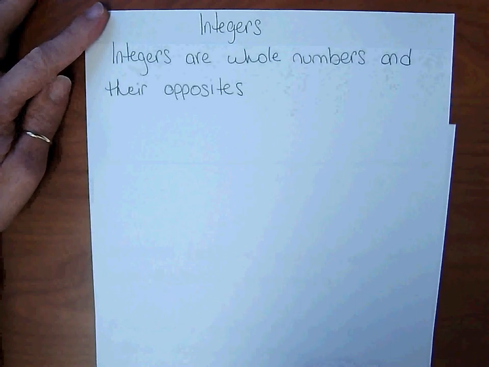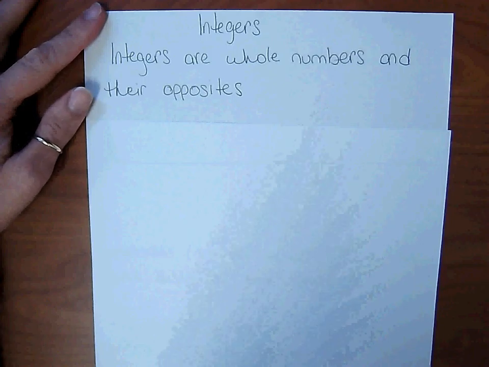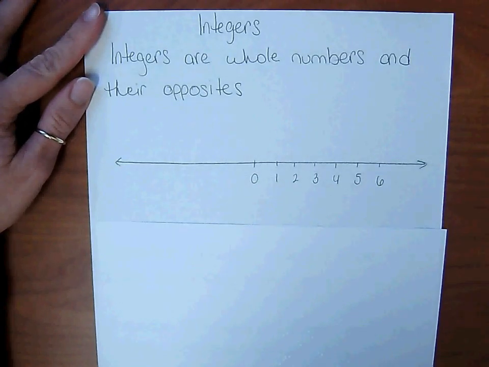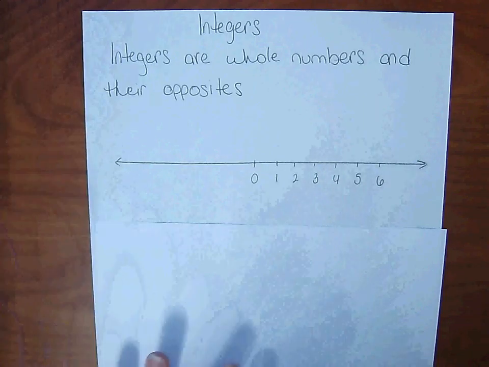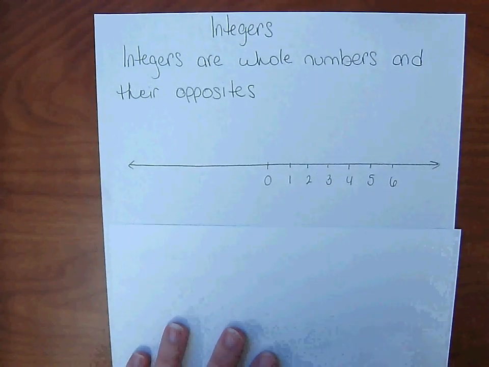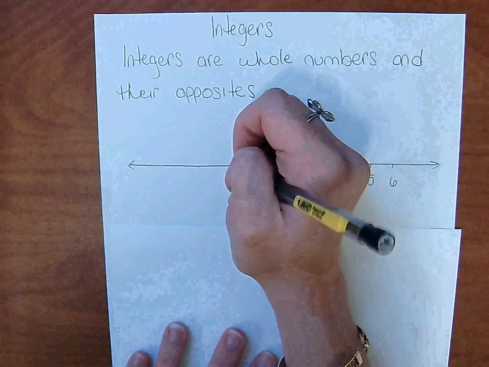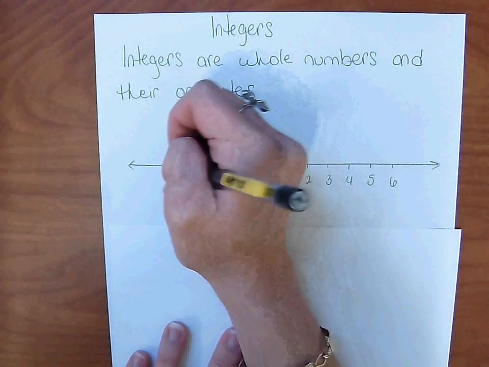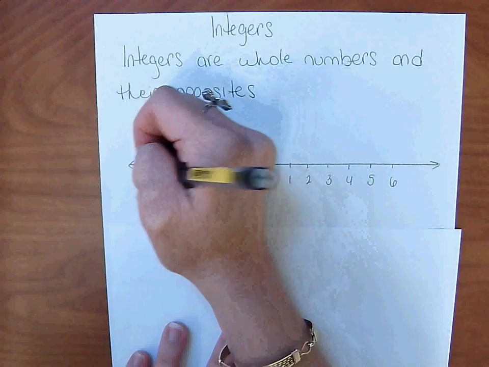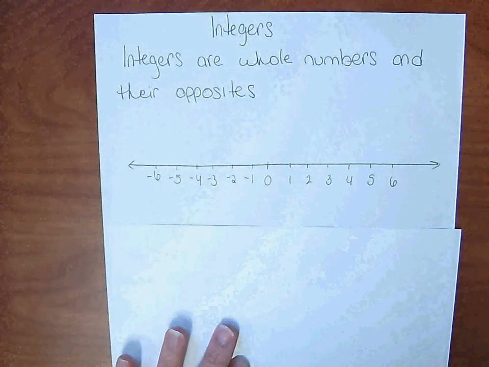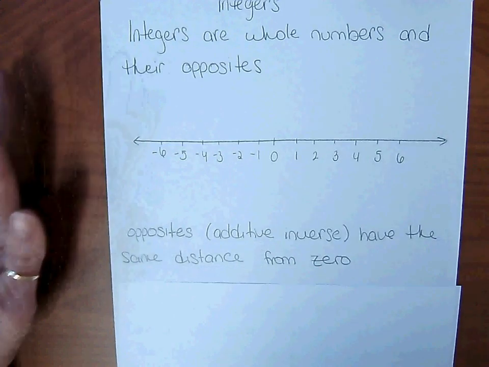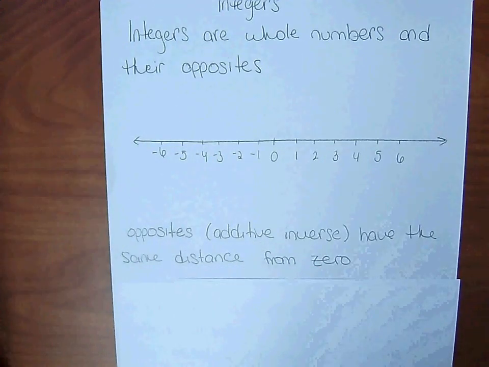Integers. Integers are whole numbers and their opposites. Whole numbers start at 0 and then count 1, 2, 3, 4, 5, and so on. So the opposite of these numbers would be -1, -2, -3, -4, -5, -6, and so on. An opposite, or additive inverse, means that the numbers have the same distance from 0.